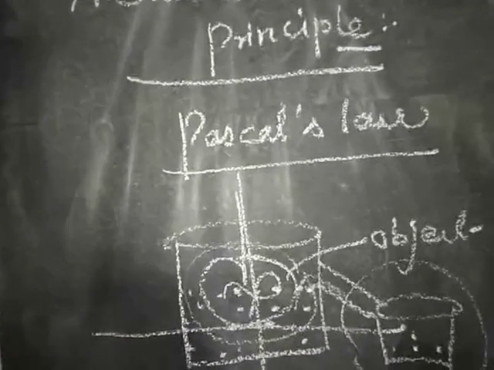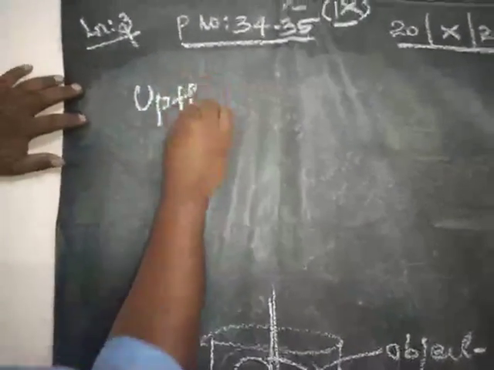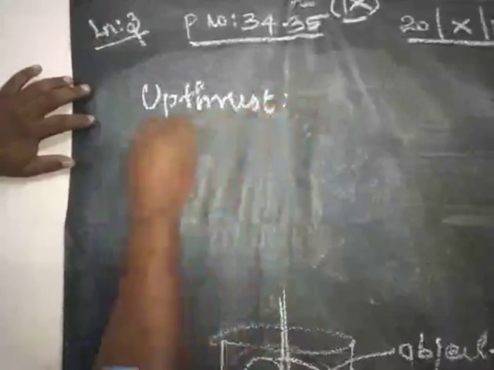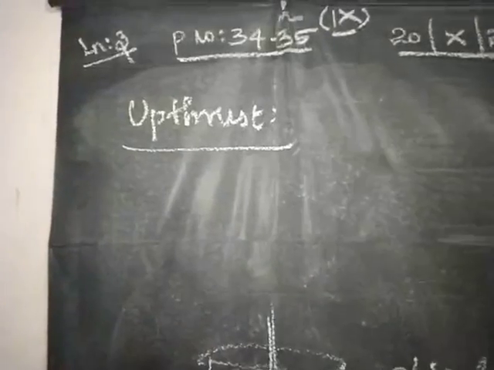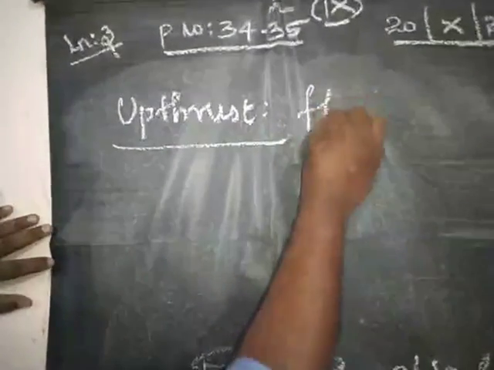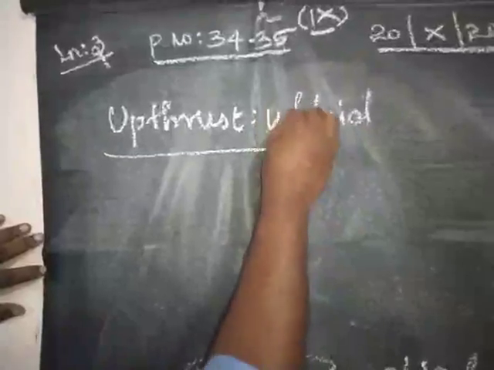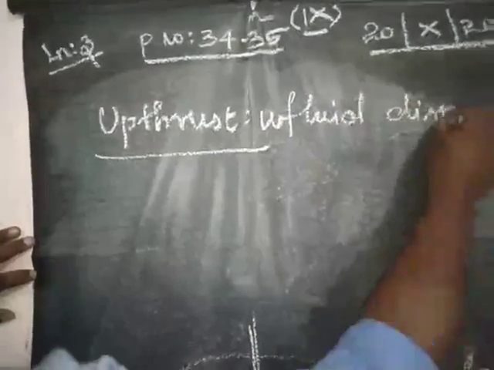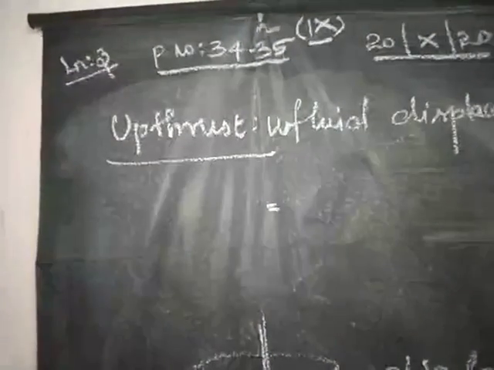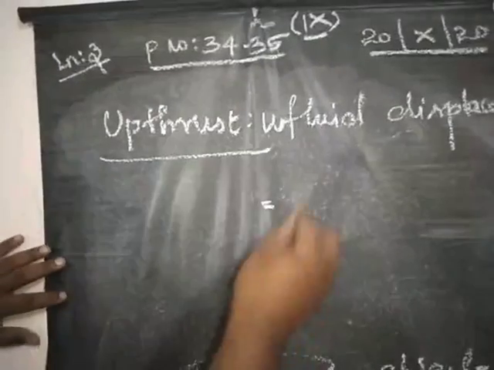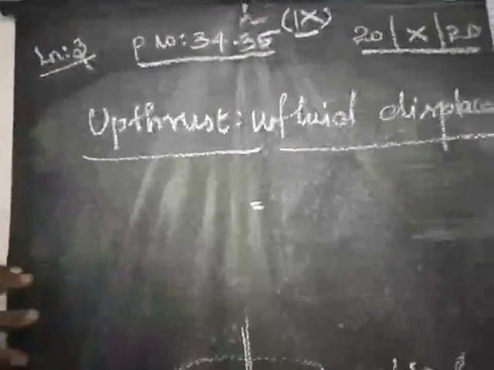So upthrust force is nothing but what? Based on this diagram, upthrust force is the weight of the fluid displaced, which is equal to the apparent loss of weight of the body. So the weight of the displaced liquid is equal to what?